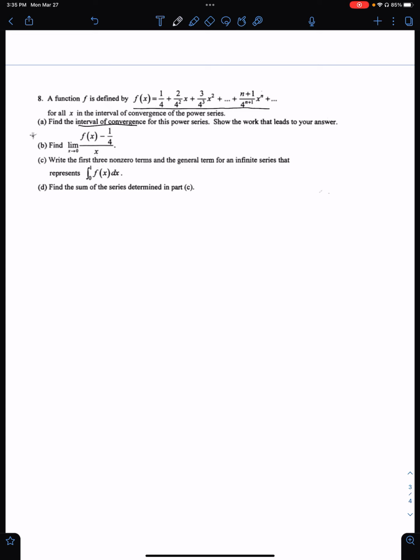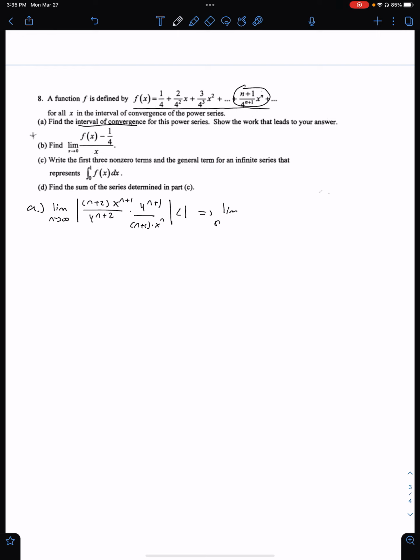So we're just going to do this looking at your general term, and we're going to use that ratio test. So for part A, we take the limit as n goes to infinity of n plus 1 plus 1. So that's going to give me n plus 2, x to the n plus 1, over 4 to the n plus 2, flip it, 4 to the n plus 1 over n plus 1 times x to the n, and remember this has to be less than 1.